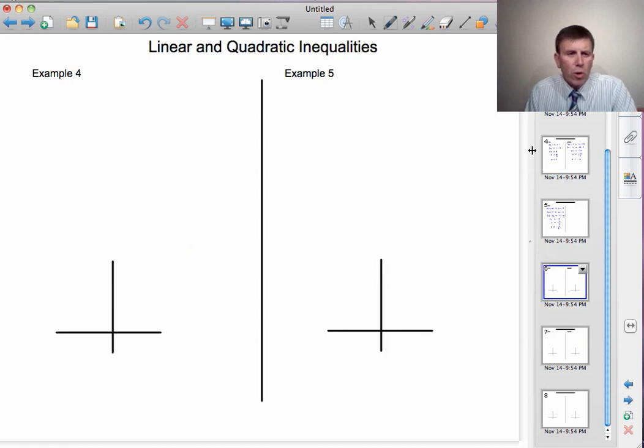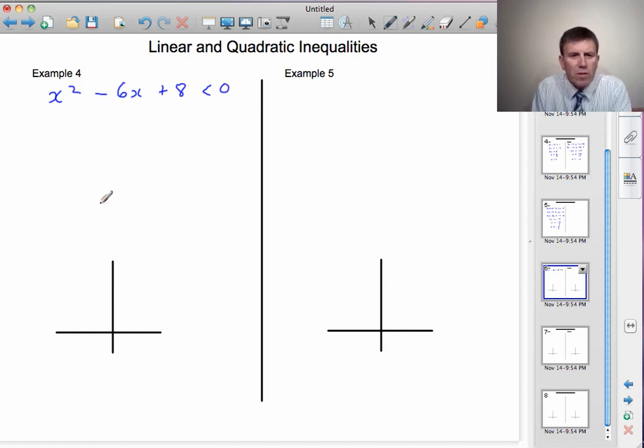We'll now look at 4 examples of solving quadratic inequalities. And you'll see from this page that I've already got the axes drawn for graphs. It's a good idea to always draw a graph when you're solving a quadratic inequality. Example 4. Solve the inequality x squared minus 6x plus 8 is less than 0.